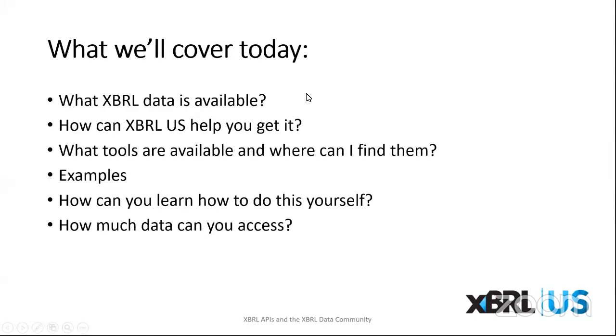Today we're going to be talking about a set of APIs, some tools that we've made available to the general public. What we're going to be covering today: we're going to first talk about what kind of XBRL data is available around the world, how we can help you get it. We're going to talk about what tools are available and where you can find them. We're going to provide some examples of different types of tools and spreadsheets that we've made available to you. And then we're going to talk about how you can learn to do this yourself. And then finally cover how much data is available for you to access.